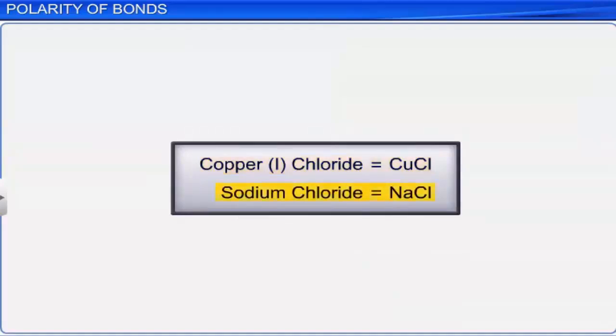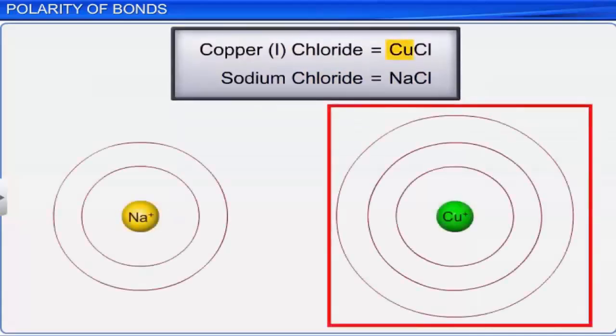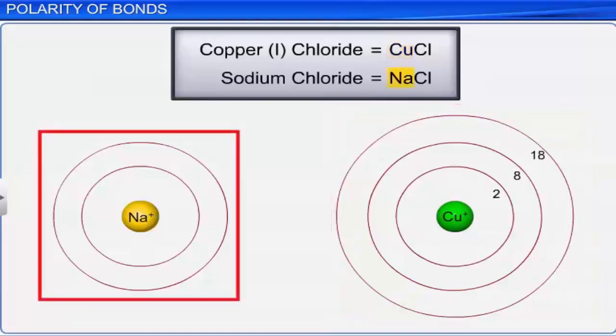Copper ion with pseudo-inert gas configuration has an electronic configuration of 2, 8 and 18. Sodium ion with inert gas configuration has an electronic configuration of 2, 8.